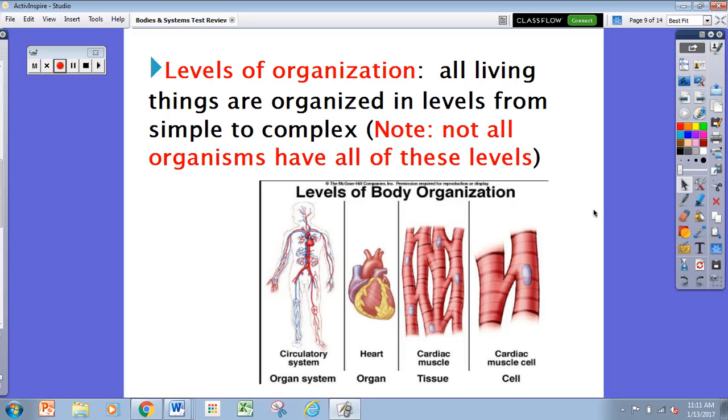Levels of organization, again, just talks about the fact that all living things are organized in levels from simple to complex. And just to note that not all organisms have all of these levels. Humans, we have all the levels. So in this picture here, it doesn't show the organism level, but you can have an individual cardiac cell, and several cardiac muscle cells together form cardiac muscle tissue. Cardiac muscle tissue, along with other tissues, combine together to form an organ, which is the heart, and the heart is part of the circulatory system, along with the arteries and veins and capillaries and blood. That all forms the organ system, and then eventually you have the organism.